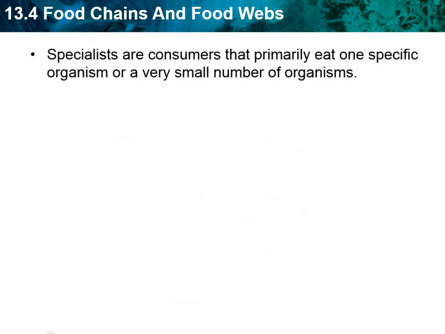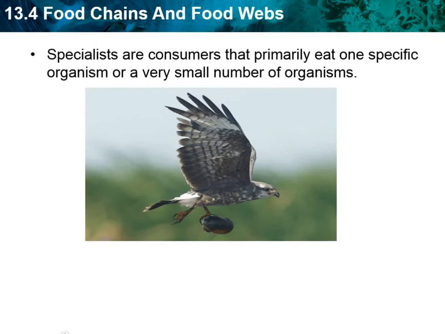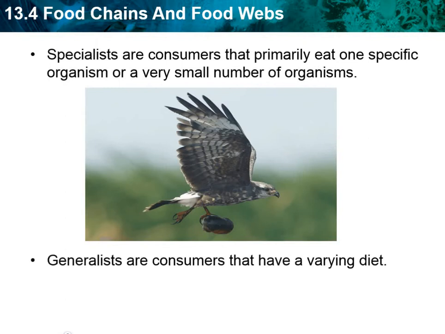Now, within an ecosystem, you can have the organisms classified as specialists or generalists. Specialists are going to consume only one specific type of organism. And then, like I said, the generalists are going to consume a varying diet. So there's going to be more than one thing that they're going to eat.